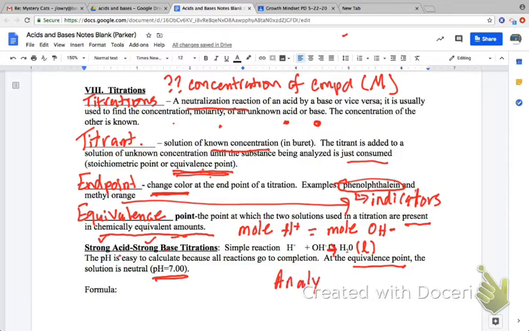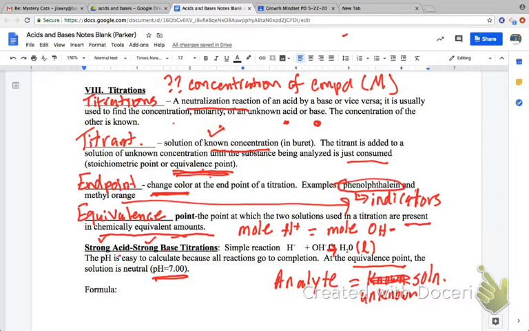A-N-A-L-Y-T-E, analyte, and that would be your unknown solution, the solution that you don't know the concentration of. Unknown solution, not your known, because your known solution is going to be the one that's in your burette, which is your long, thin tube that has all of your good demarcations on it.